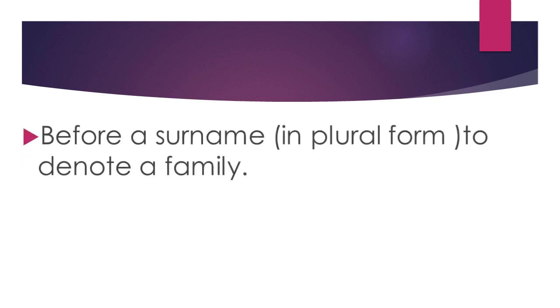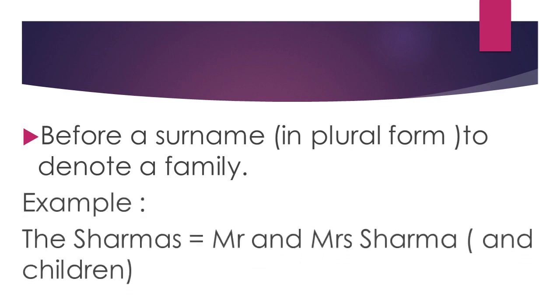Before a surname in plural form, we use "the" to denote a family. For example, the Sharmas. In the Sharmas, Mr. and Mrs. Sharma will be there. Their children will be there. If we take another surname, for example, the Aroras, so Mr. and Mrs. Arora will be there and their children will be there in the Arora family.